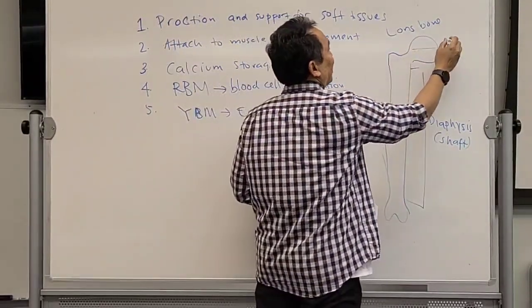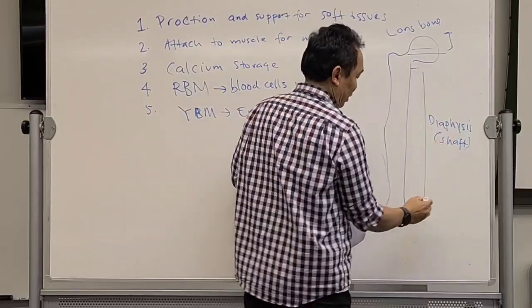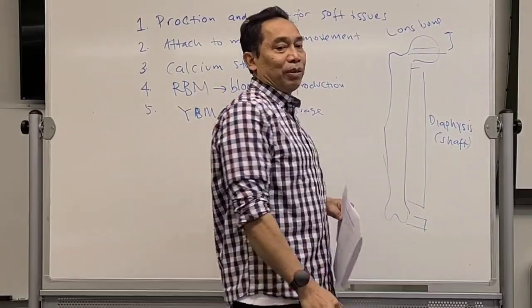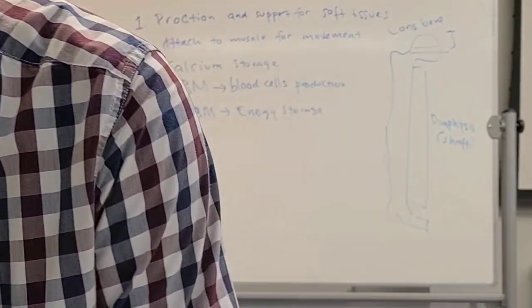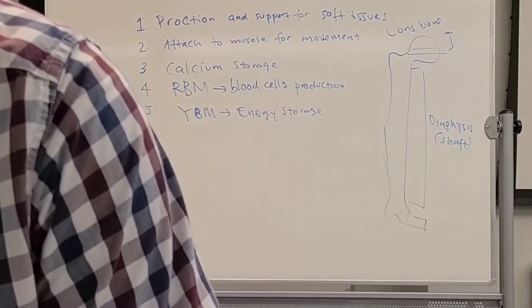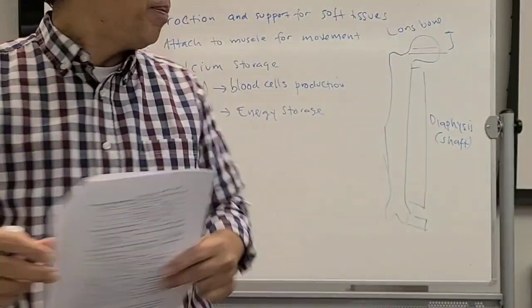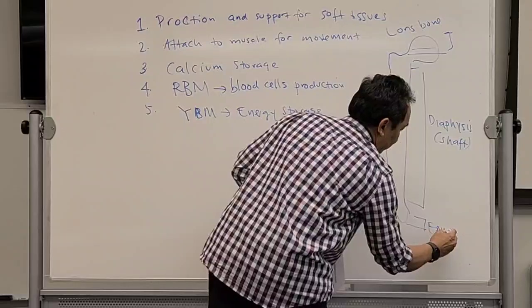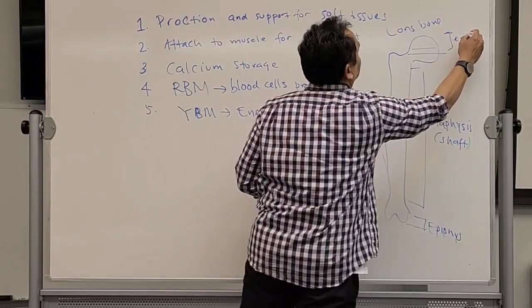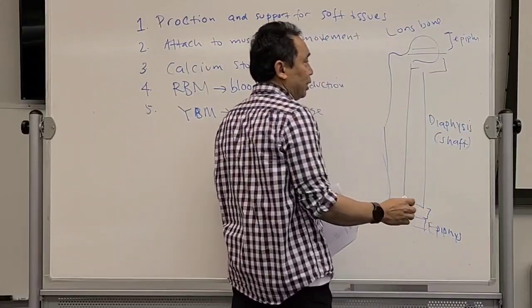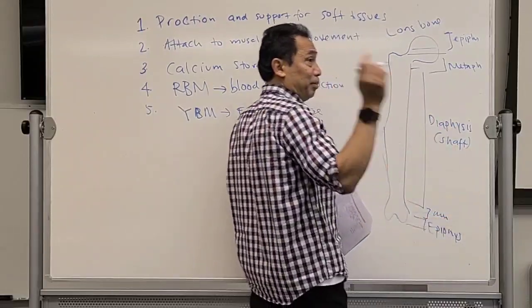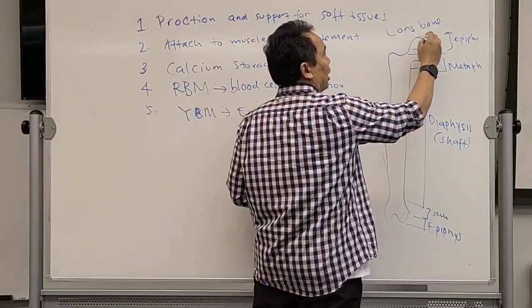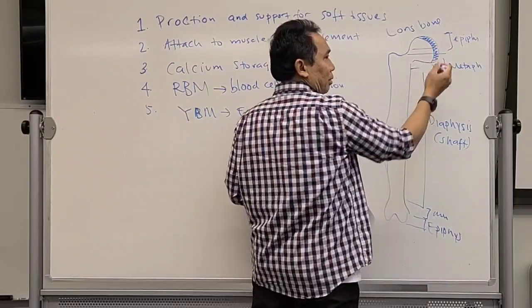Now at the end, let's say this over here. What do you call that, the end part of the bone? Epiphysis. Okay, epiphysis. And between the epiphysis and diaphysis, there is a place called metaphysis. This is metaphysis.